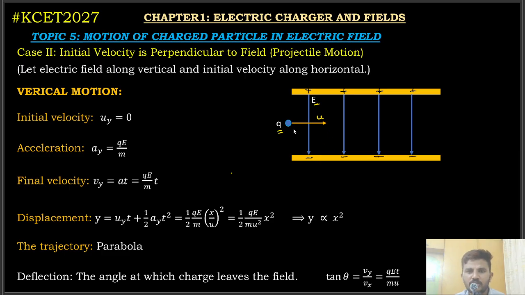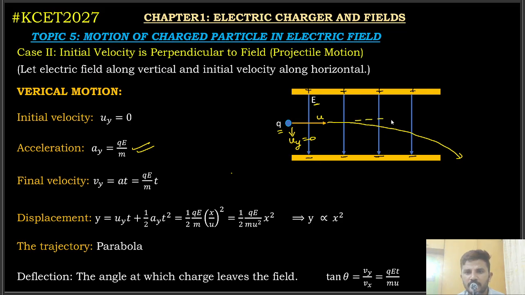So what is the initial velocity along the y-axis? 0. There is no initial velocity along the y-axis. But when it enters, it experiences a force. Because of that, the acceleration along the y-axis is given by qE by m, that we have studied in the first slide itself. Then, after traveling through a distance, its displacement along the y-axis.